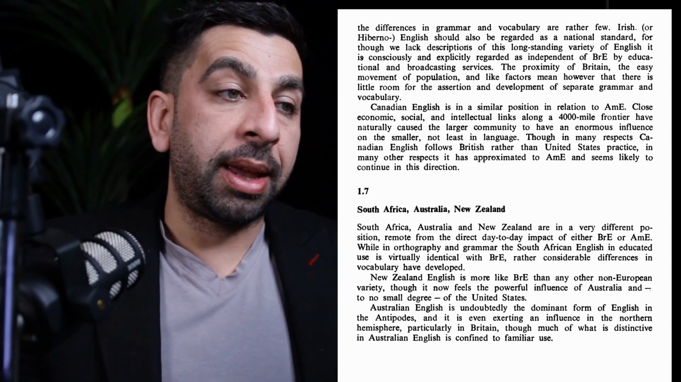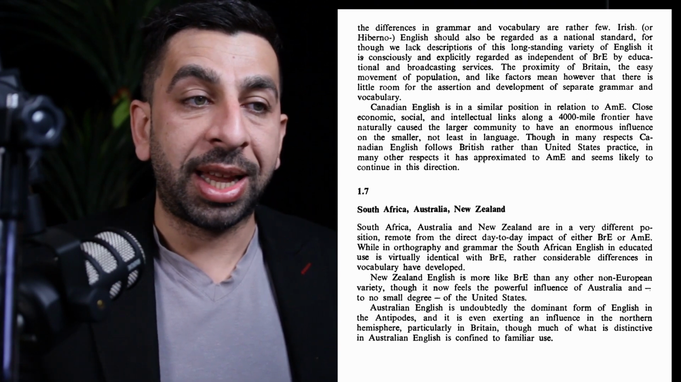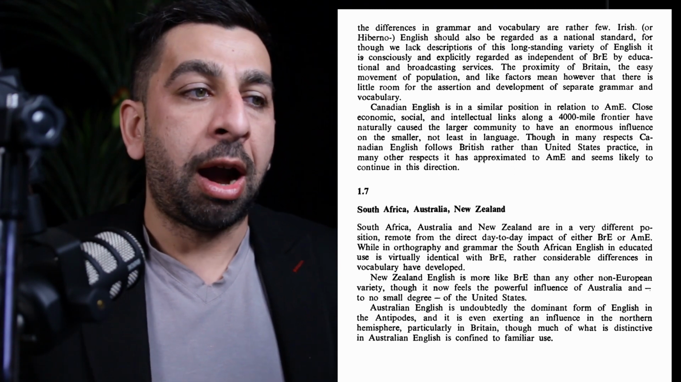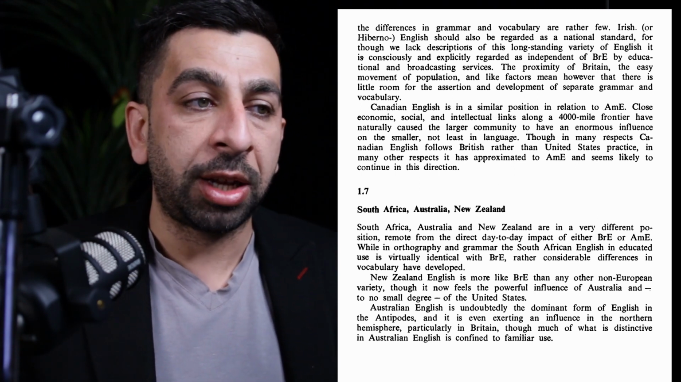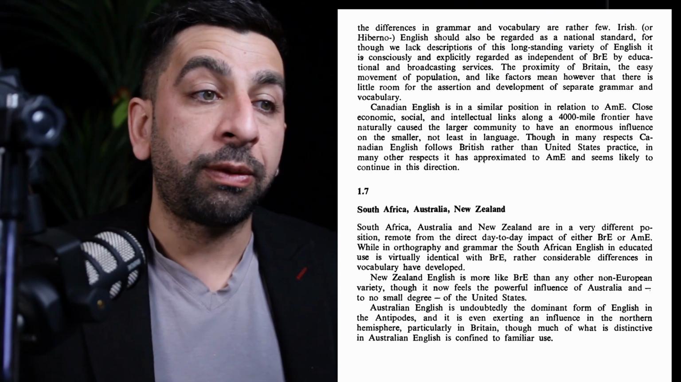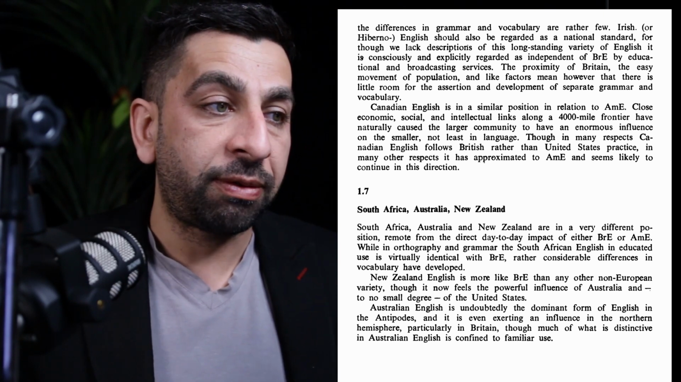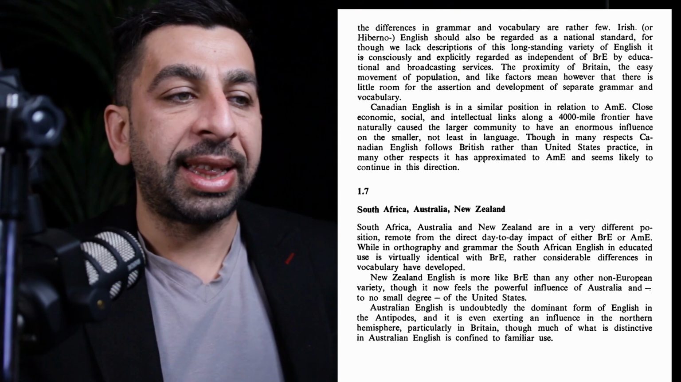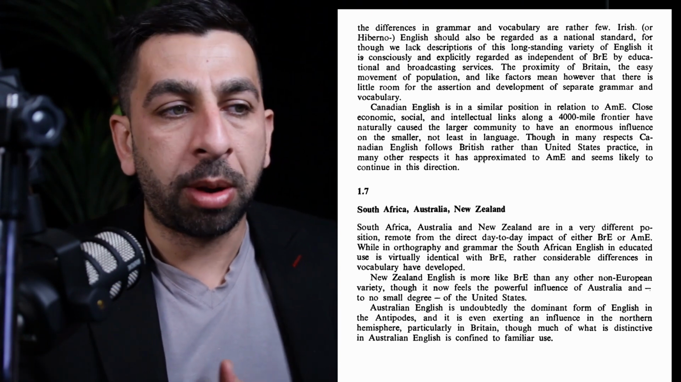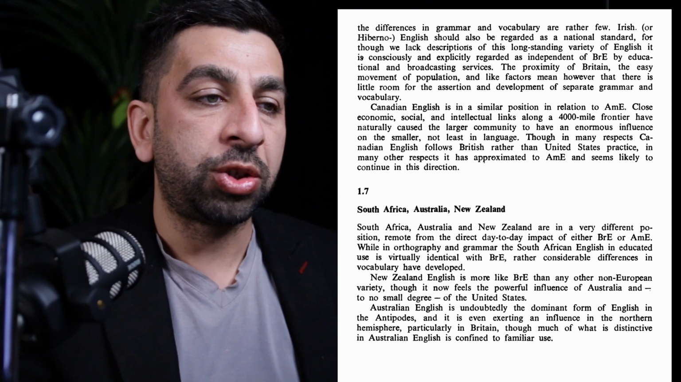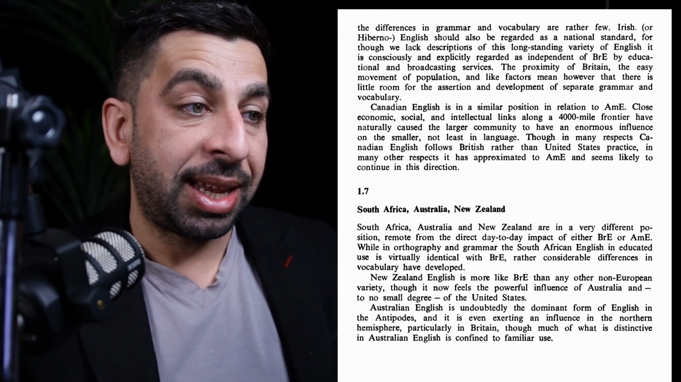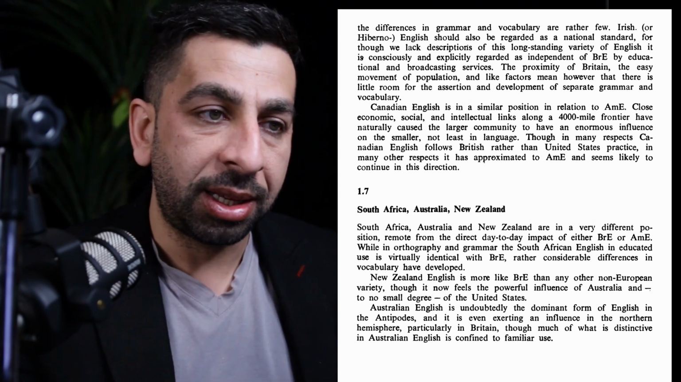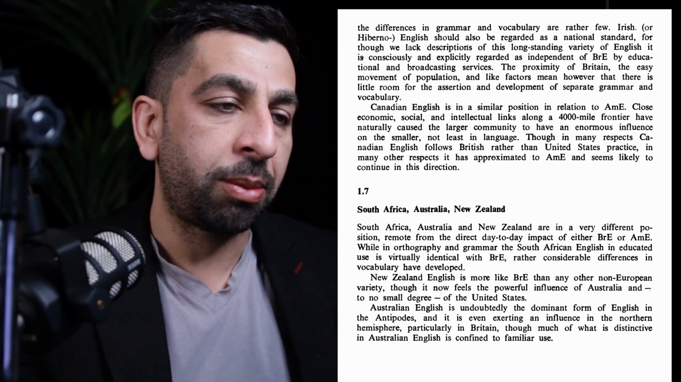Canadian English is in a similar situation or position in relation to American English, close economic اللي ذكرت لكم إياها، وجود حدود مشتركة، عوامل اقتصادية social اجتماعية intellectual links، روابط فكرية along 4,000 miles frontier have naturally caused the larger community to have an enormous influence over the smaller, not least in language. يعني مو فقط على أساس اللغة بس يعني المسائل الاجتماعية الأخرى. Though in many respects Canadian English follows British rather than United States practice. على الرغم من هذا فالكندي يمشي على يعني الهيكلية أو النموذج البريطاني.